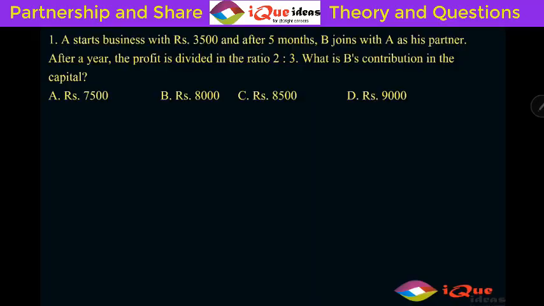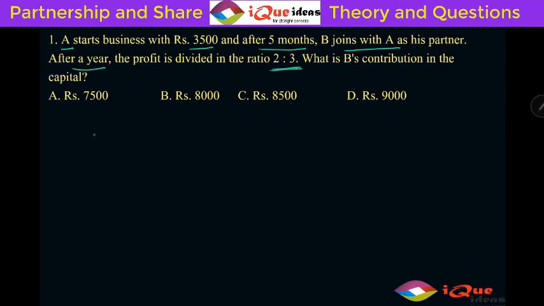Now let's take this first question. This says A starts a business with rupees 3,500 and after 5 months, B joins with A as his partner. After a year, the profit is divided in the ratio 2:3.